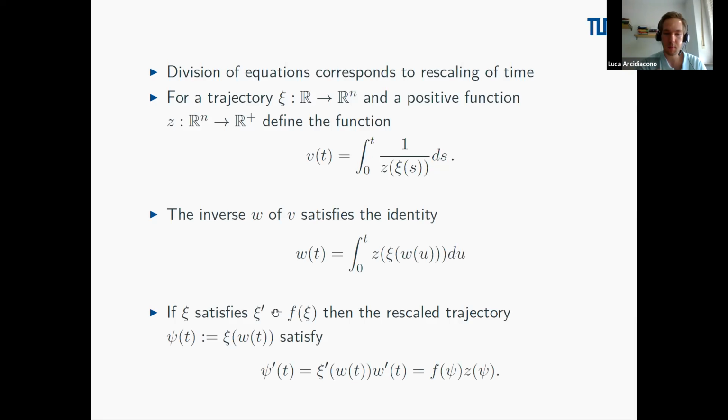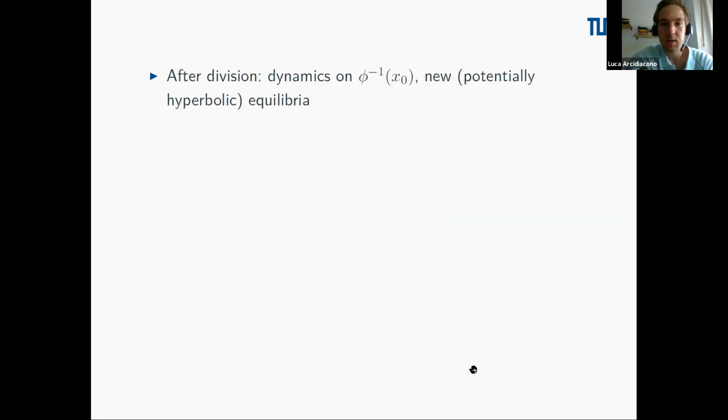And if we reparameterize the solutions of this equation according to this W, we will then get, by the chain rule, a solution of the equation psi prime equals f of psi times z. So we can, by this reasoning, argue that we can multiply or divide by a factor in equations. So, let us apply such a division also to our example.